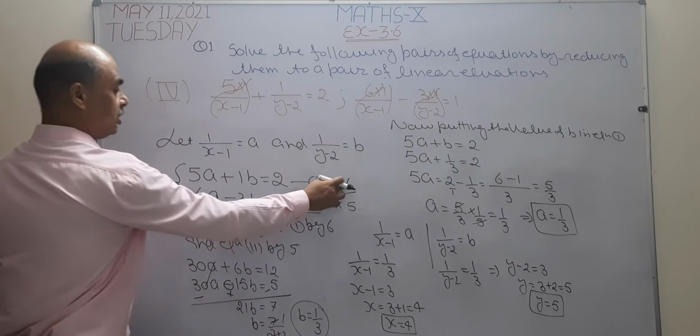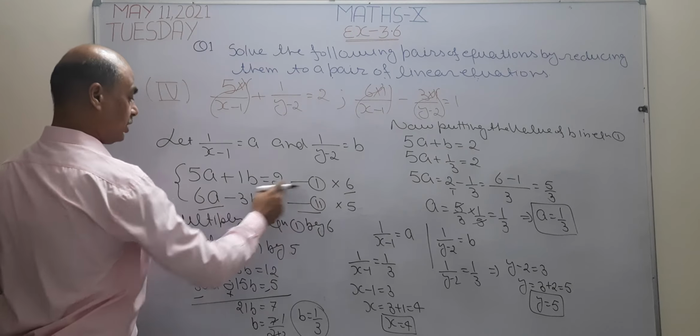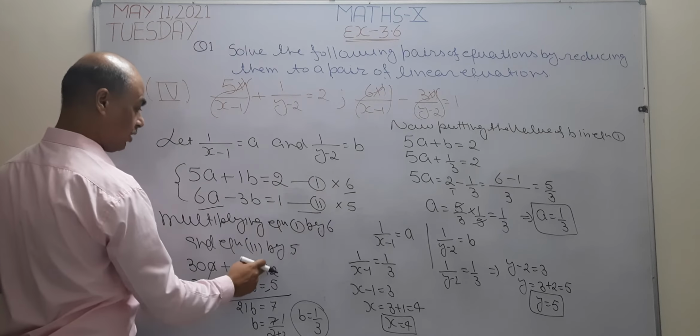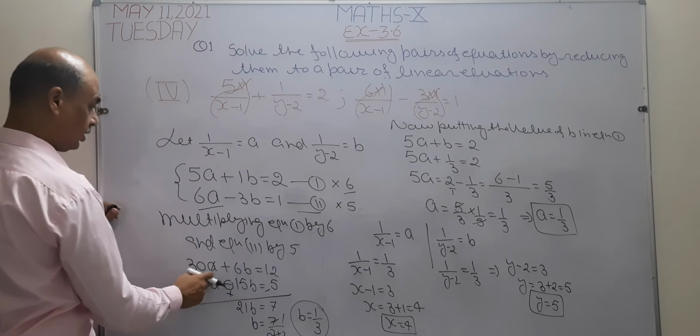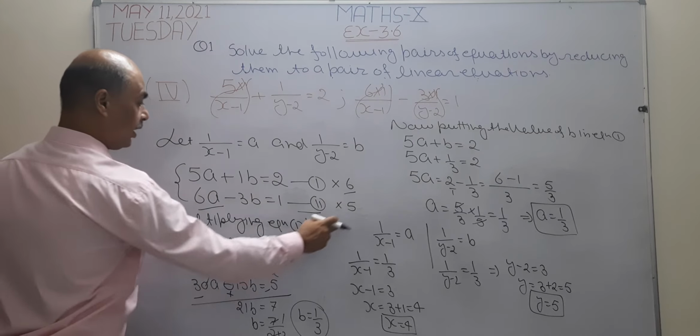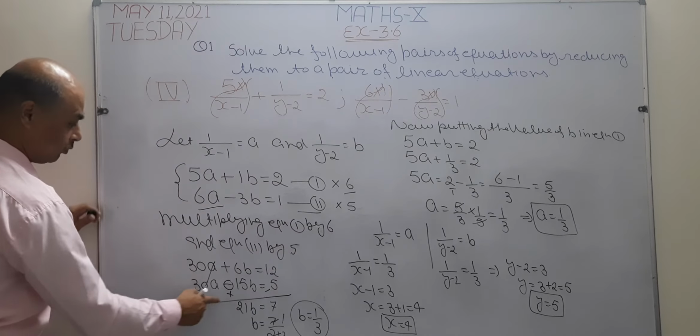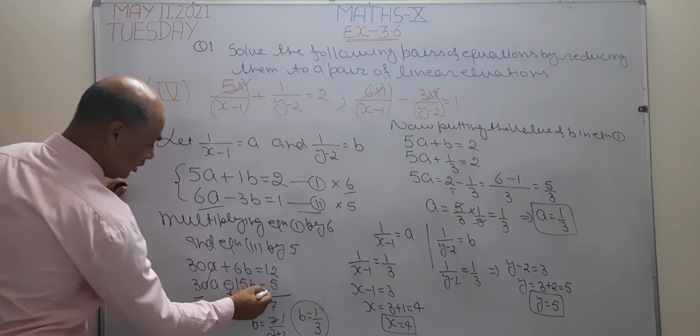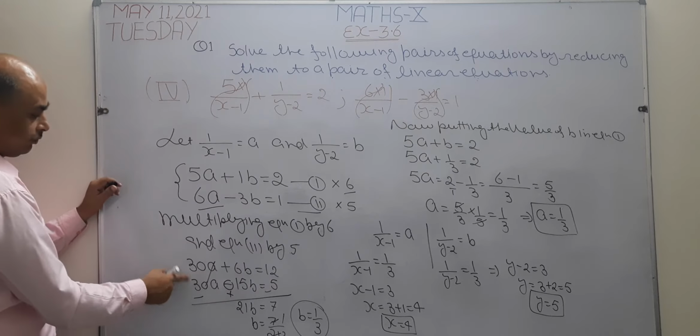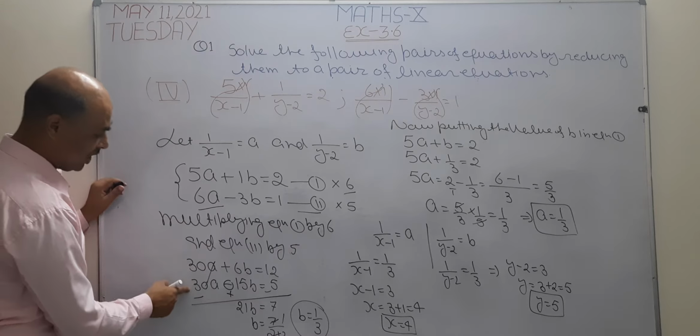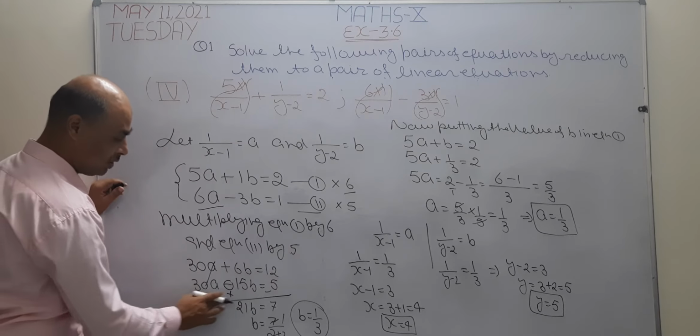Now see, 6 5s are 30, 6 1s are 6 and 6 2s are 12. Now 5 6s are 30, 5 3s are 15 and 5 1s are 5. Now I want to change the sign. Why do I want to change their sign? Because both have the same term, same sign. When they have the same sign, we have to subtract them. For subtracting, we have to change their sign.